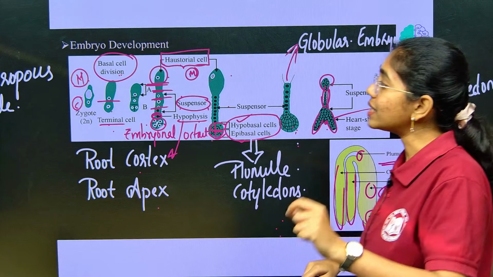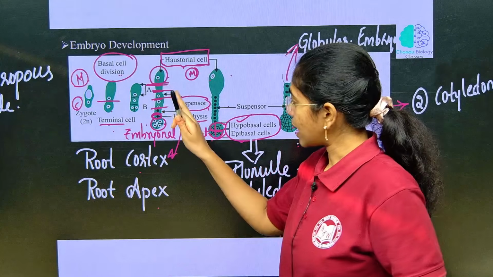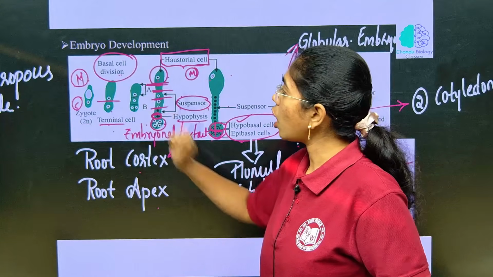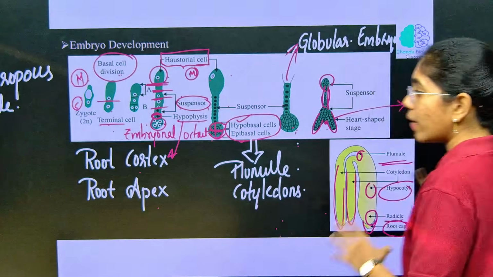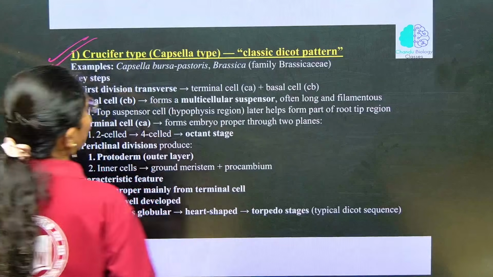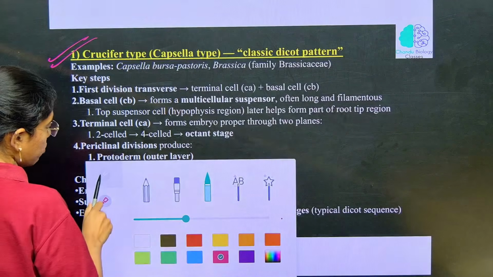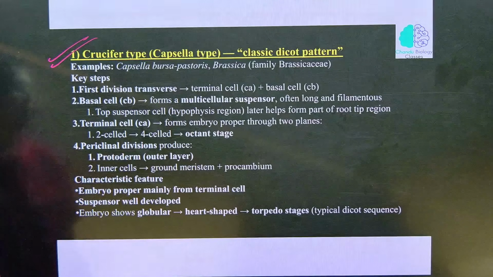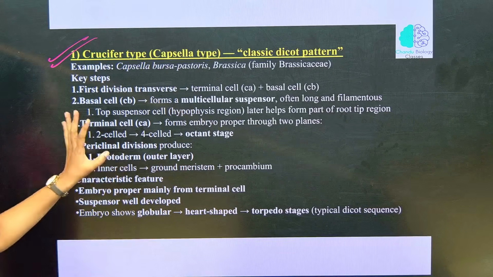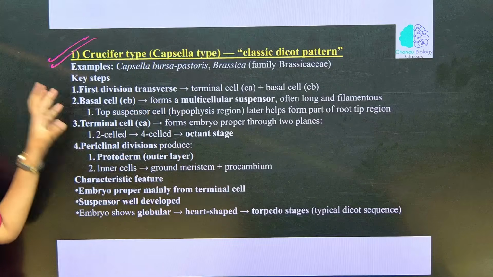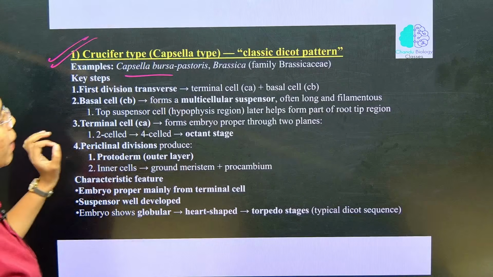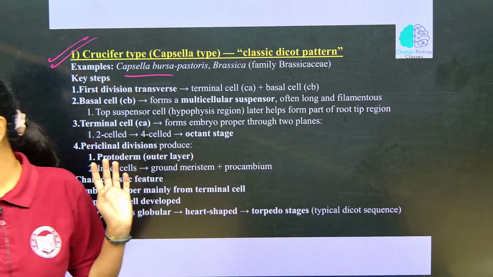But here you will see different types based on whether suspensor is present or absent, or whether the embryonal octant is formed from terminal cell or basal cell. As such, you will have different types. Here we see first crucifer type or capsular type or classic dicot type. So, whatever we have just learned is of crucifer type only, which is a classic dicot pattern. This type is observed in Capsella bursa-pastoris and Brassicaceae family members mostly.